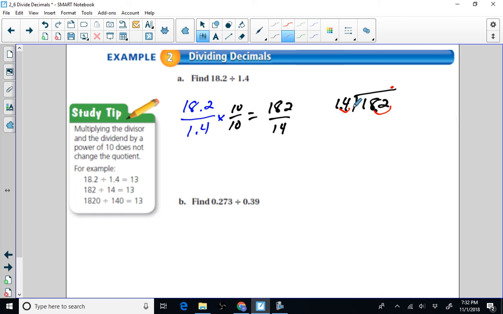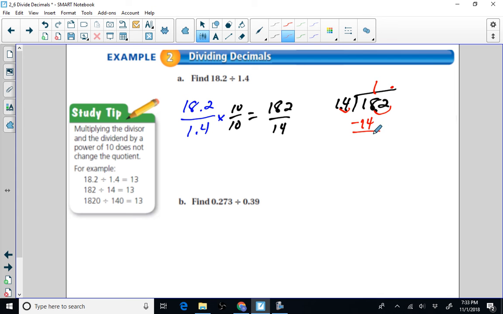Now we have our divisor written as a whole number, and that's what we want to do when we're dividing decimals and we have a decimal divisor. We want to multiply or move that decimal point as many places to the right as we need to make it a whole number. So now 14 goes into 18 one time.